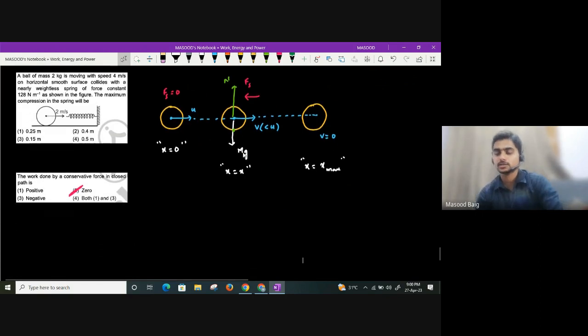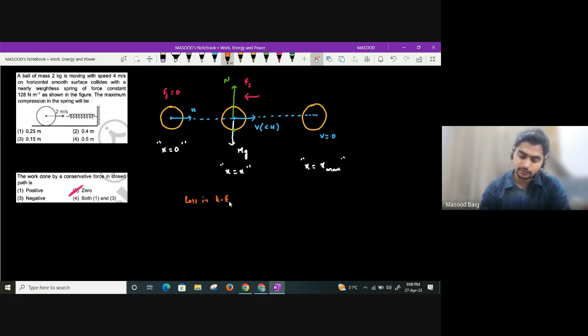So how will we solve such a question here? What we can do is write that the loss in kinetic energy of the block or ball will be equal to whatever the loss in kinetic energy is. How will it show up, guys? It will show up as gain in elastic potential energy of the spring. What is loss again? It is initial minus final. What is gain? Gain will always be final minus initial.